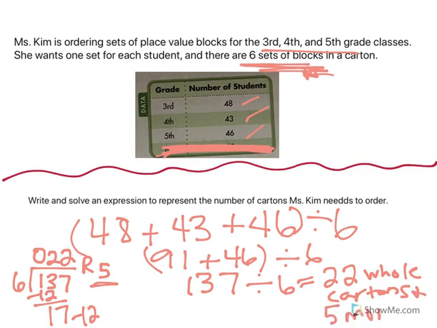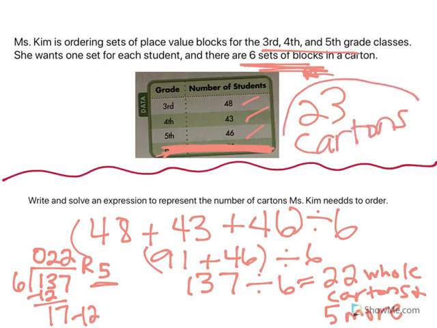So in order to get those 5 extra sets that she needs, she would just need to add another carton. So altogether, she would need to order 23 cartons so that each 3rd, 4th, and 5th grade student has a set of place value blocks.